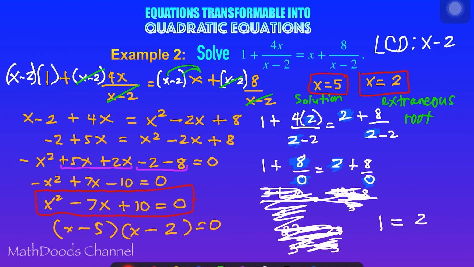Ngayon, dito sa x is equal to 2, extraneous root siya kasi hindi nag-balance yung equation. Naging 1 is equal to 2. False yan na. False. Not balance. Okay, yan ang example number 2. Let's go to example number 3.